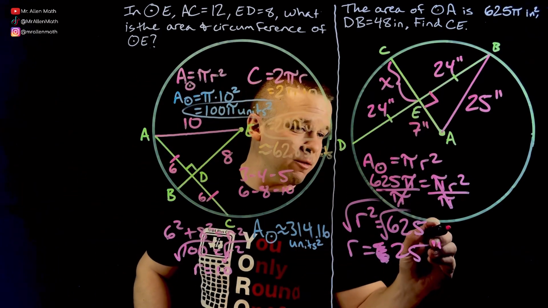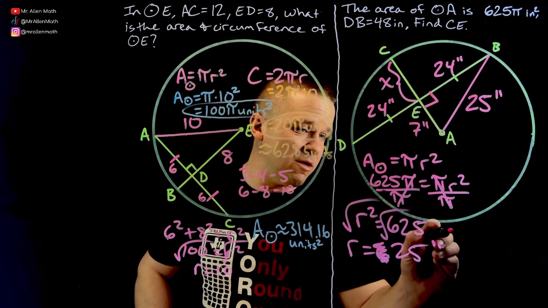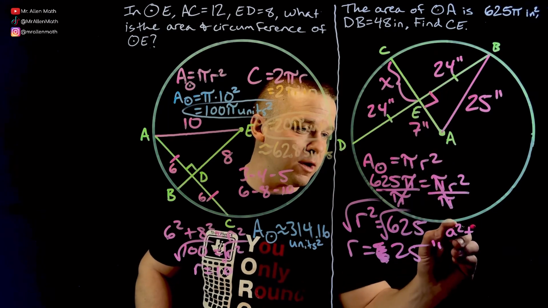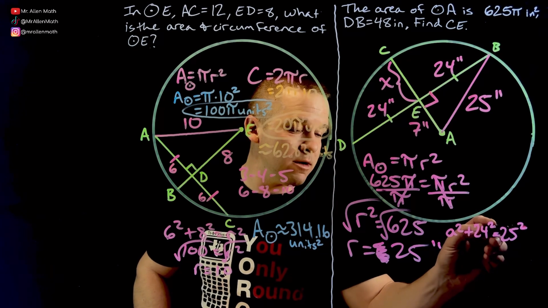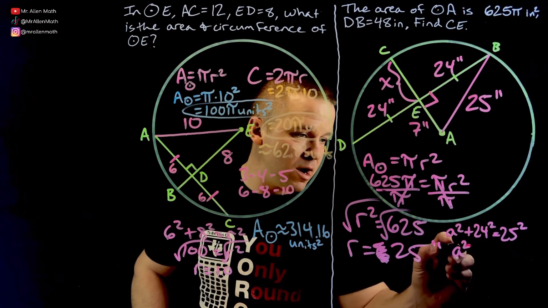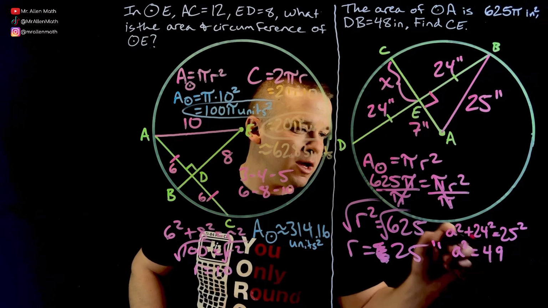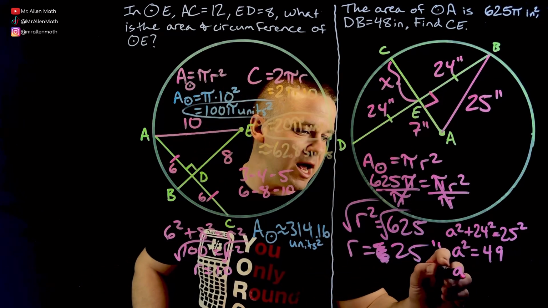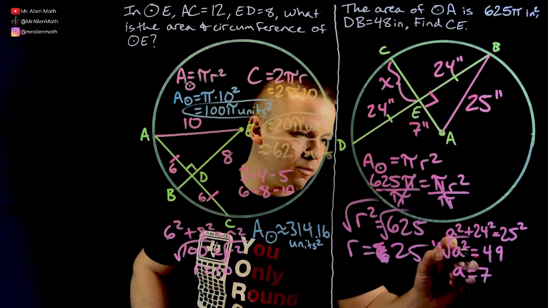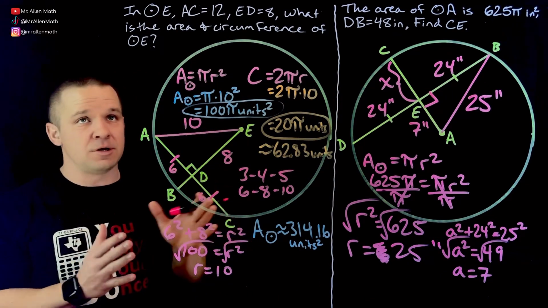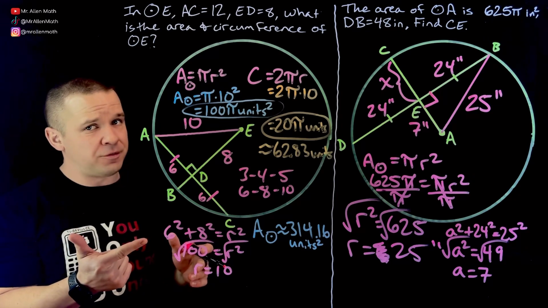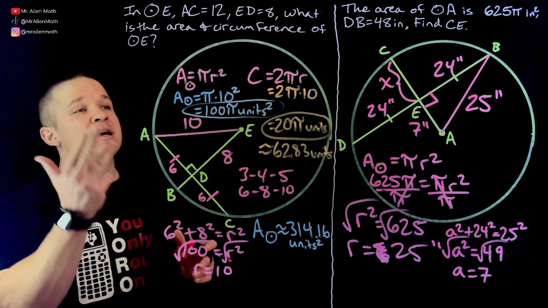But if you did not know that, we would set it up as a squared plus 24 squared equals 25 squared. And then we'd end up with a squared equals 49 after doing some calculations and whatnot. We'll get a equals 7 after you square root on both sides, okay? So it helps to know some of those triples, right? It helps to know those. 3, 4, 5, 5, 12, 13, 8, 15, 17, 7, 24, 25.